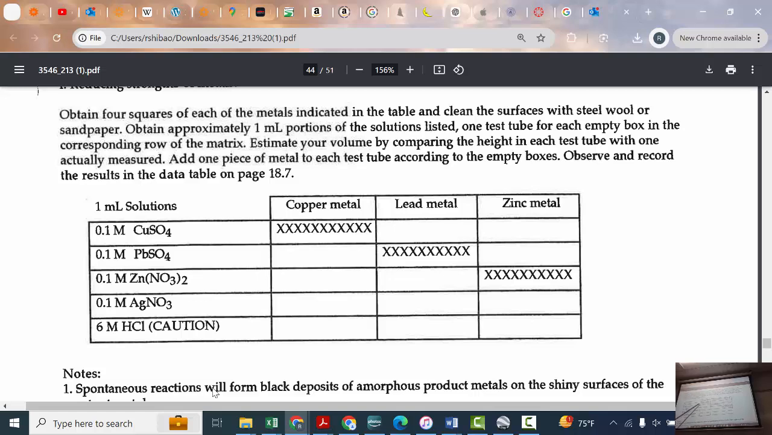Let's take a look at silver nitrate and copper metal. Watch out for the silver nitrate. So, silver nitrate and copper metal. Let's see what happens with that.